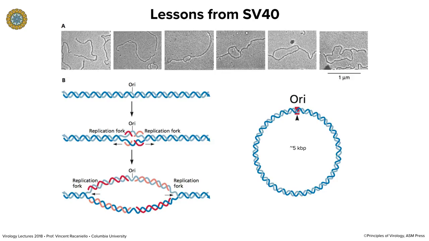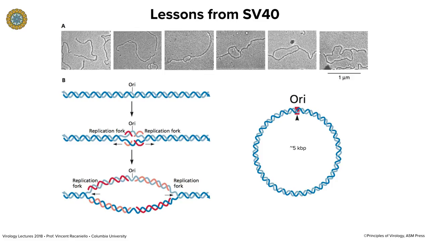So there's a fork on the left and the fork on the right as well. And you can see here, you're going to have continuous and discontinuous synthesis. I'm going to show you that in a moment. But you can't make a continuous synthesis on both strands.